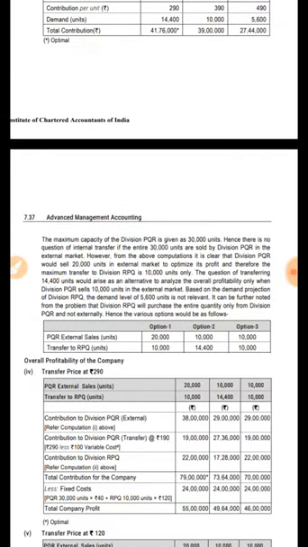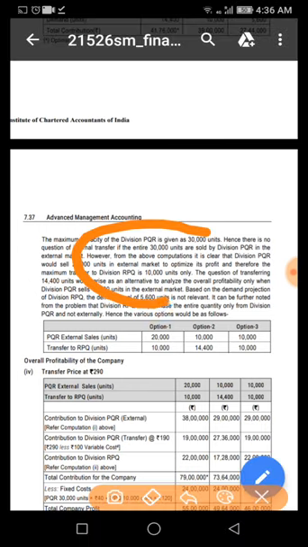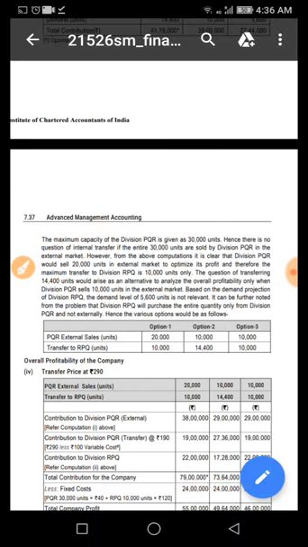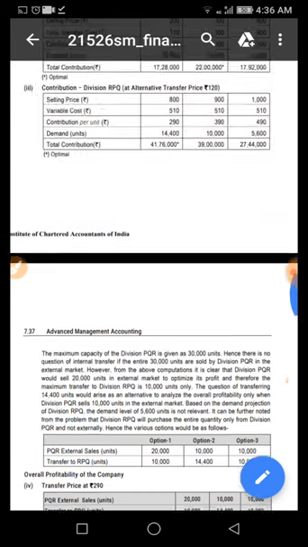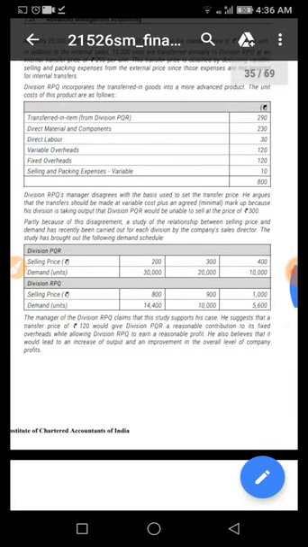So see, first one, whatever they are saying in this entire para, I'll tell you here the gist. So it is saying like first option is like the PQR division can go with the option like 20,000 they can sell it outside market and 10,000 they can give to RPQ. That is the first option. Or second option is like one second, the question is there, no? See, this question is there.